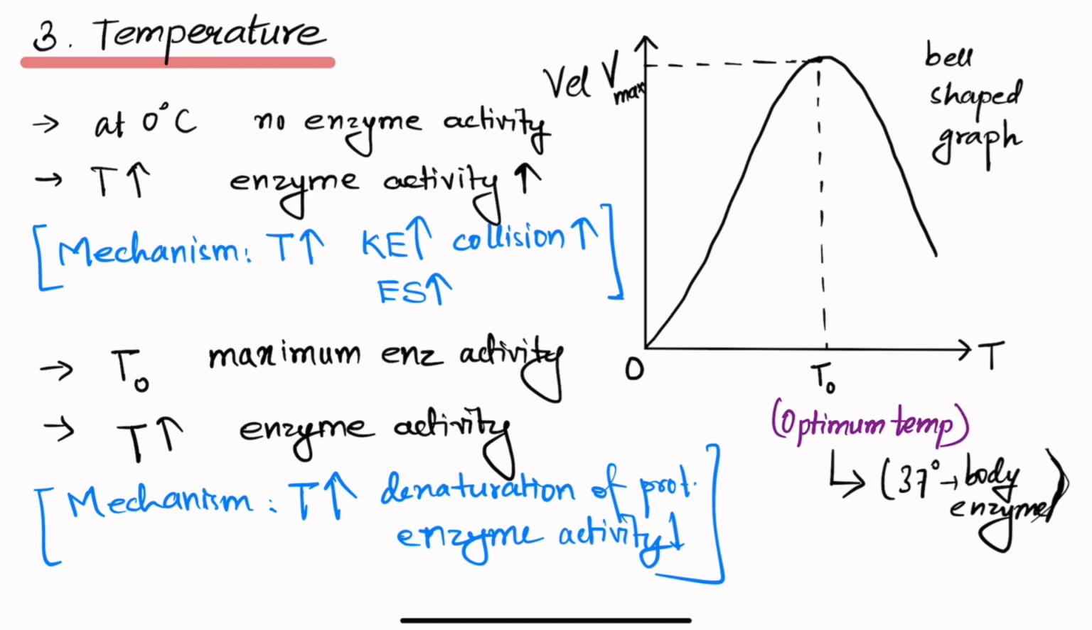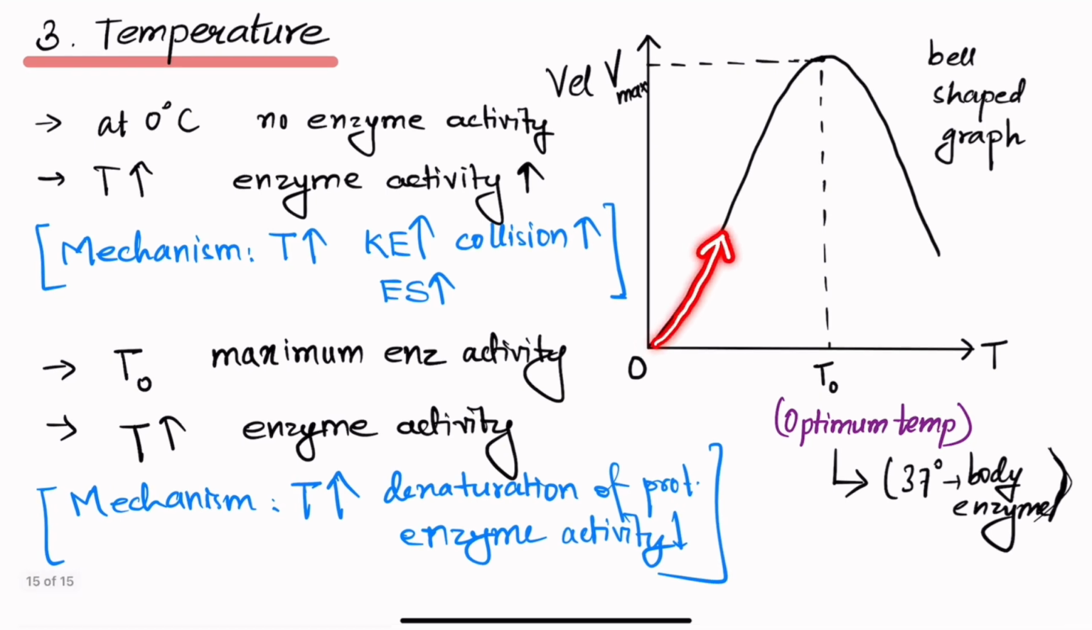Okay, again, see, here's the thing. Initially, the temperature is 0 degrees Celsius. At 0 degrees Celsius, there is no enzyme activity, so the velocity is 0. When you increase the temperature, the enzyme activity increases, so the velocity increases. The reason being, when you increase the temperature, the kinetic energy of the enzyme and substrate molecules increases. As a result, the collision between enzyme and substrate molecules increases. As a result, the tendency of formation of enzyme substrate complex increases. As a result, velocity increases.